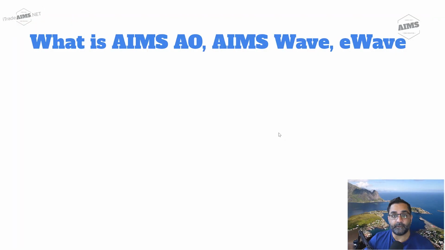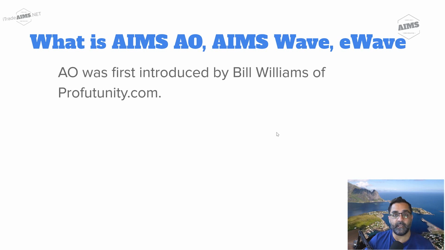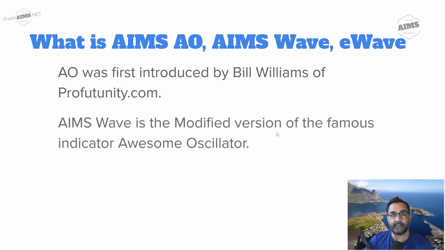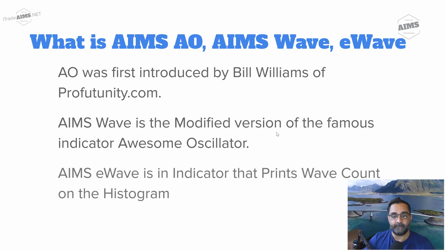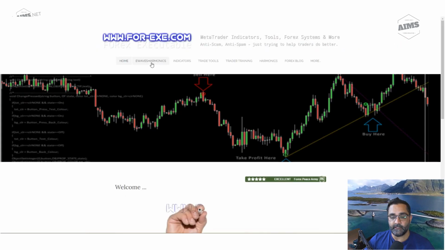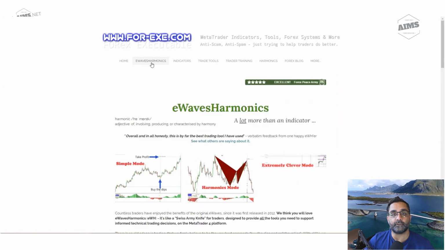But before that, if you don't know what AIMS wave is, let's have a quick look. AO was first introduced by Bill Williams of Profitunity.com. It's an indicator that helps you count Elliott waves within 10 seconds, and it also helps you assess the momentum of the market. We later developed another indicator, modifying the original Awesome Oscillator into AIMS wave. This is the modified version of the famous Awesome Oscillator. AIMS eWave is then the third generation indicator that prints wave counts on the histogram.